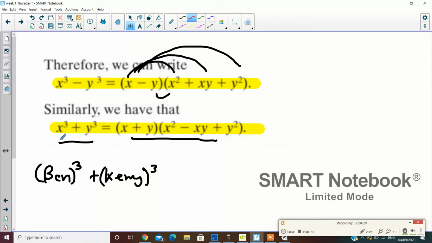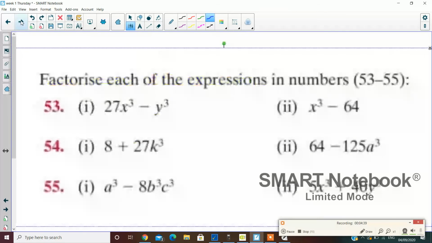And I used to say red blob plus blue blob cubed, red blob cubed plus blue blob cubed, or red cubed plus blue cubed. Very easy, isn't it? Red plus blue, red squared, red minus red multiplied by blue, plus blue squared. Everybody cool with that? Here's what you gotta do next.